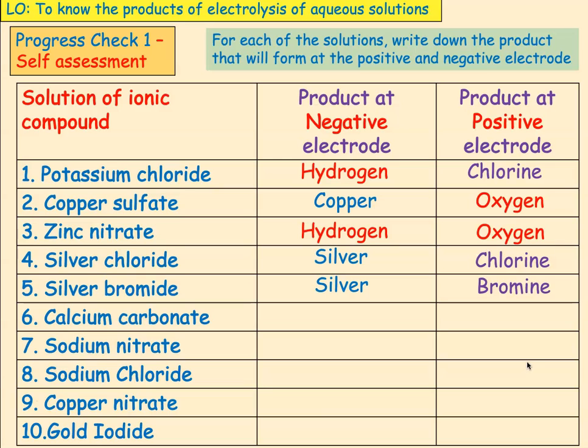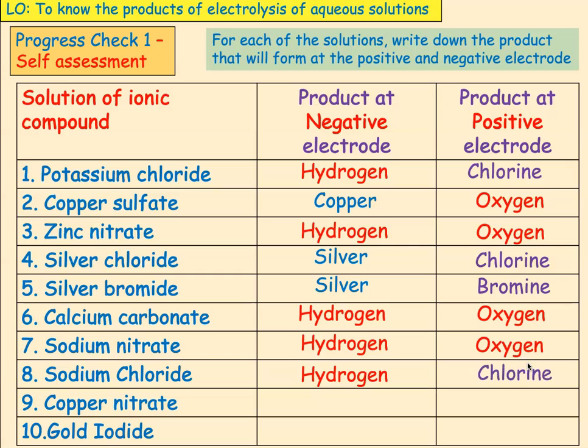Calcium carbonate, we're going to make hydrogen because calcium is more reactive than hydrogen, and we're going to make oxygen because there's no halide present. Sodium nitrate, we're making hydrogen and oxygen again. Sodium chloride, we're making hydrogen and chlorine. Copper nitrate, we're making copper and oxygen. And gold iodide, we're making gold and iodine.